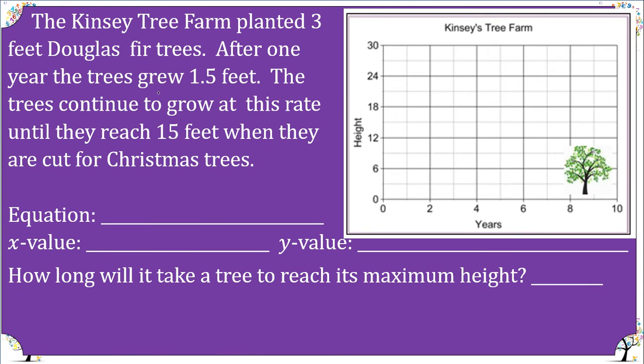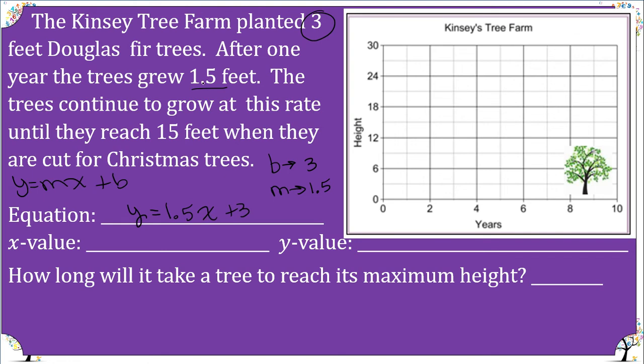Okay, let's do one last example. The Kinsey Tree Farm planted 3 feet Douglas fir trees. After 1 year, the tree grew 1.5 feet. The trees continue to grow at this rate until they reach 15 feet when they are cut for Christmas trees. So again, we have y equals mx plus b. It says they started out at 3 feet, so that's your b value, the initial value. The rate of change is going to be 1.5 feet per year. So when we write this, we have y equals 1.5 times x plus 3.